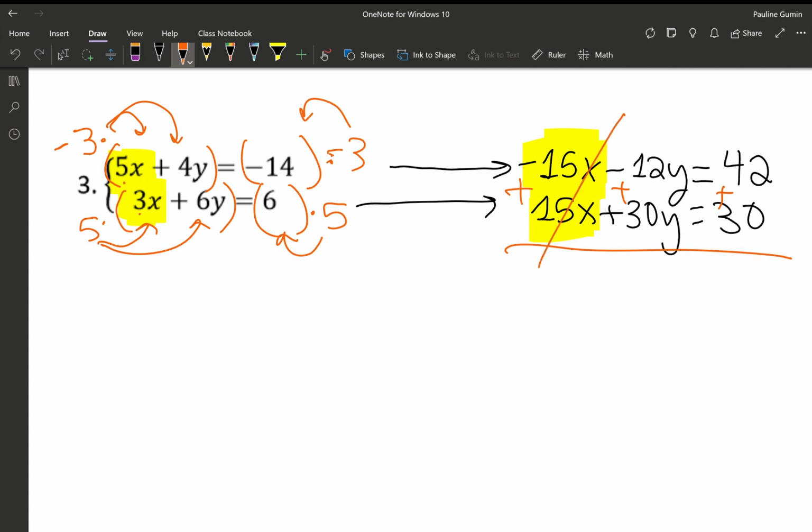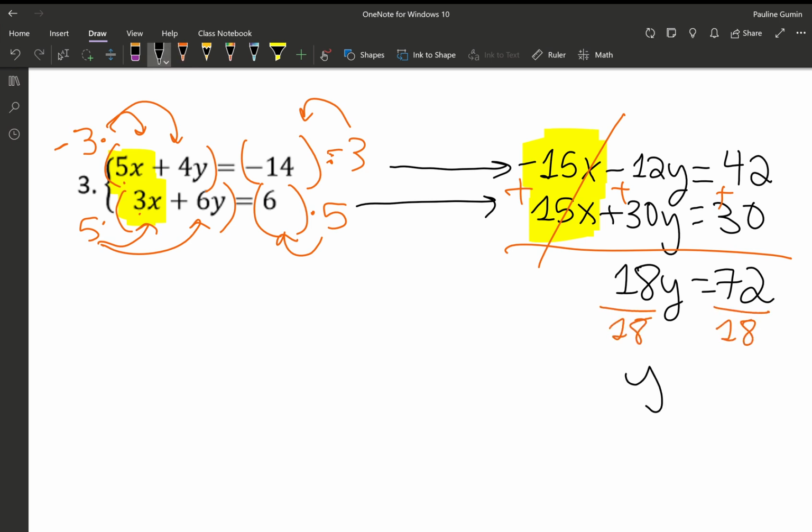Okay, our x's cancel because that was the point. Negative 12 plus 30 is 18y. 42 plus 30 is 72. Let's divide both sides by 18. Y equals 4. Perfect.